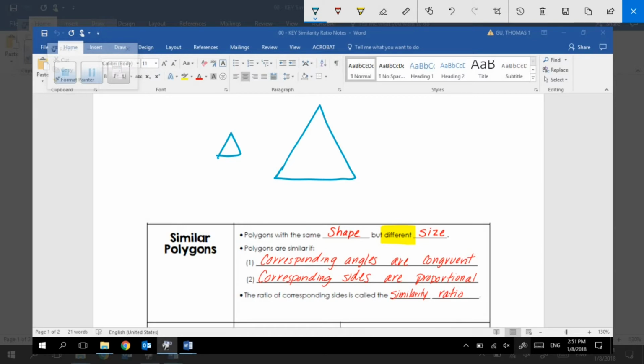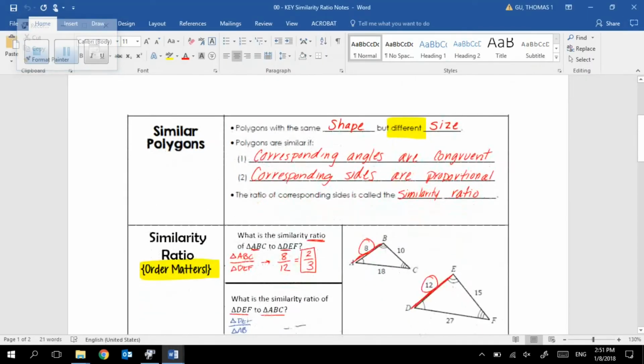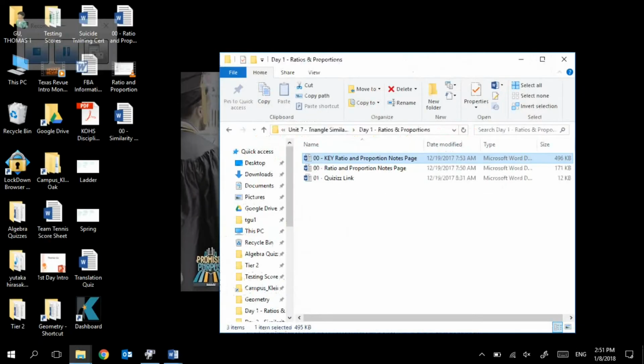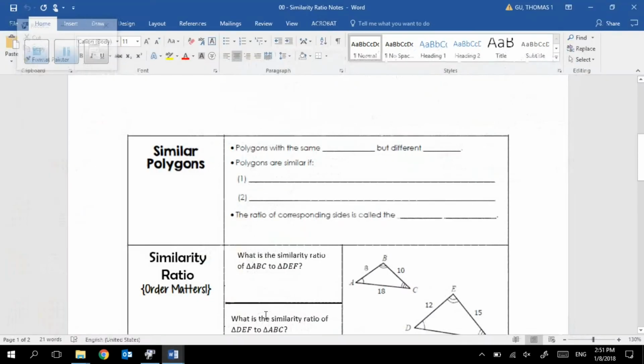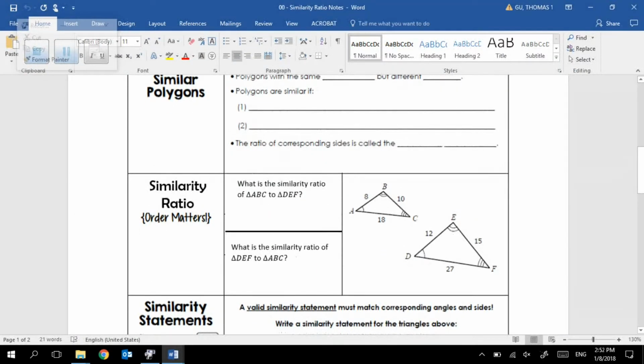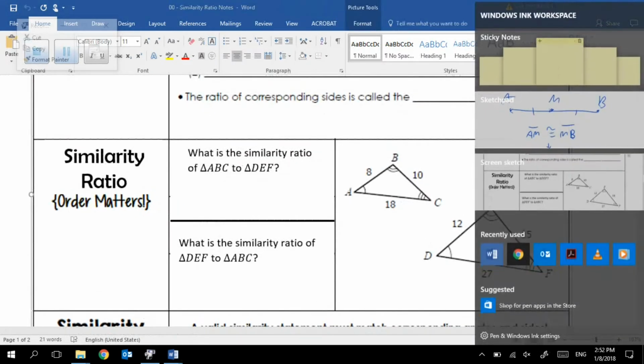Polygons are similar if corresponding angles are congruent and if corresponding sides are proportional. And the ratio of corresponding sides is called the similarity ratio. Let's take a look at what that even means, because it might not mean anything to you yet. So look at this example, similarity ratio. Let me make it a little bigger so I have more writing space. Similarity ratio, order does matter.